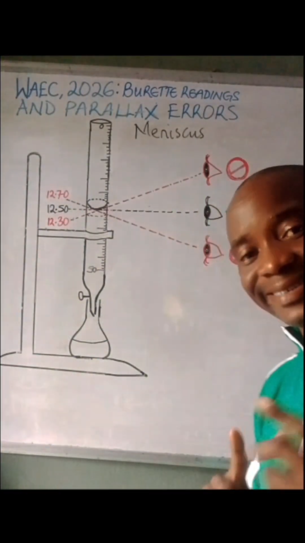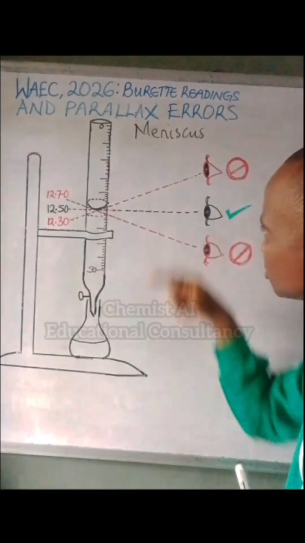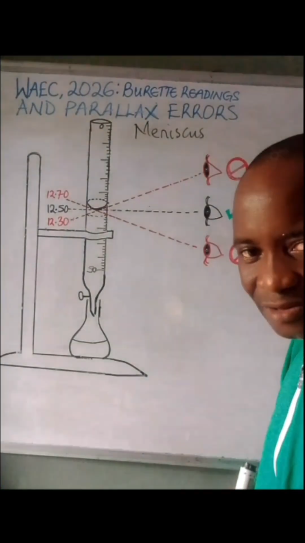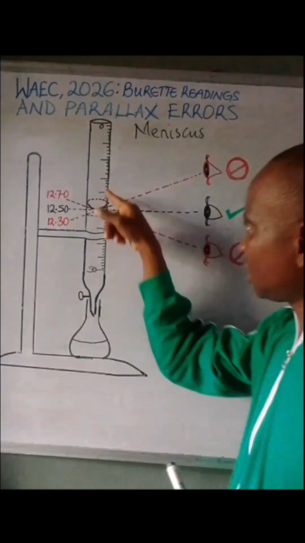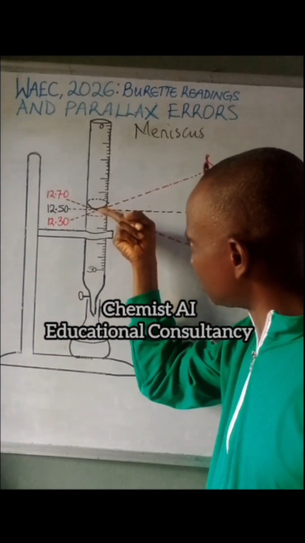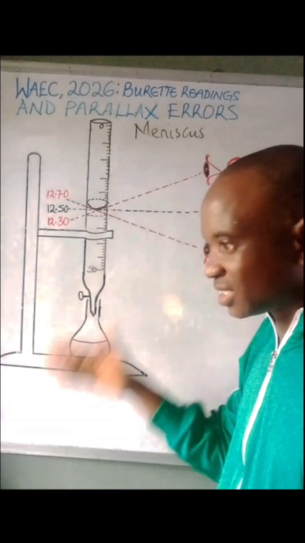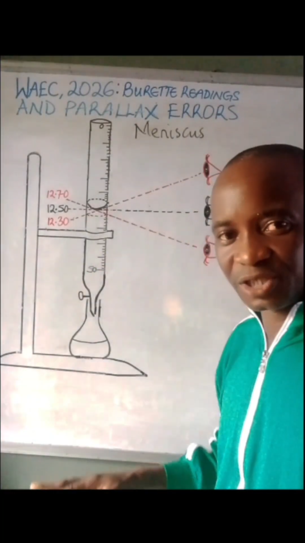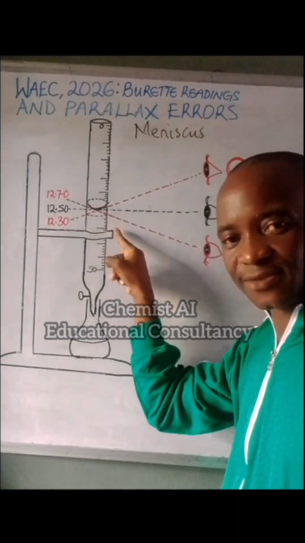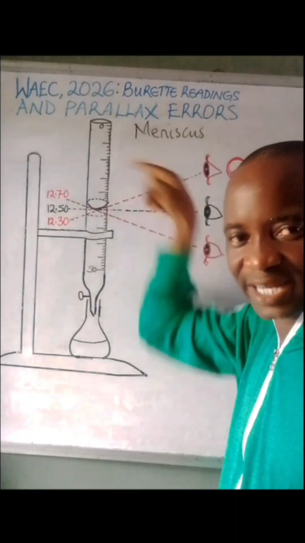Number 2, read the bottom of the meniscus only. Don't go and read the top of the meniscus. You will get a wrong result. There is an exception to this rule. If the liquid inside is colored, so that you will not be able to see the lowest point of the meniscus, then read the top. As far as your values are consistent and concordant, there is no issue. Another exception: if the liquid has a convex meniscus, then read the highest point on the convex meniscus.